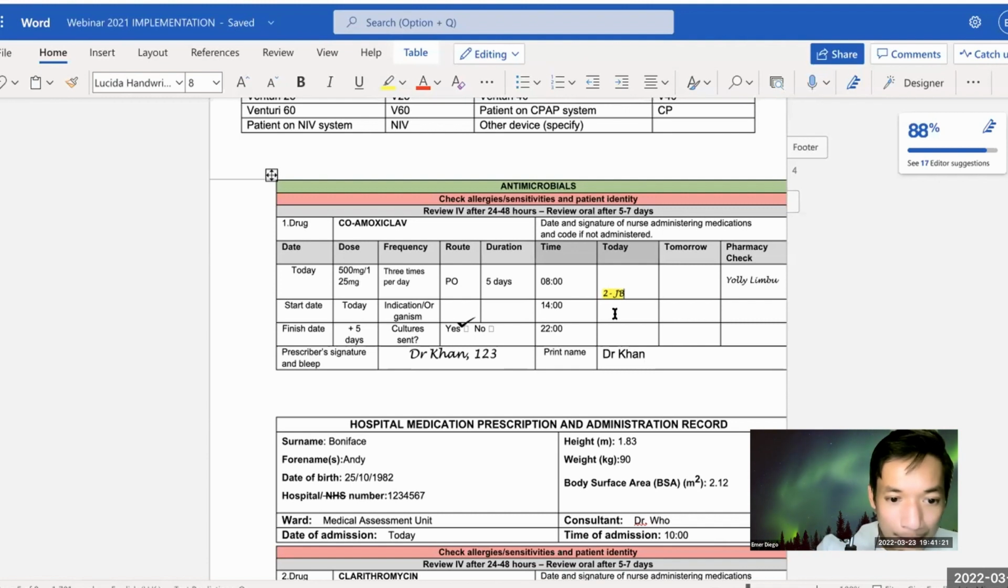Probably for the people who are still in the Philippines, you might be wondering what Datix is. Datix is the alternate name for incident reporting, because it's a near miss. Remember, the doctor prescribed a medication wrongly. Is there a risk of us giving this medication? Of course.